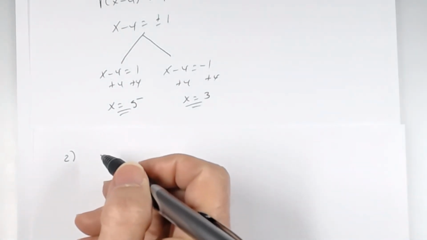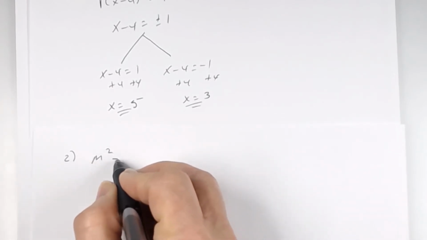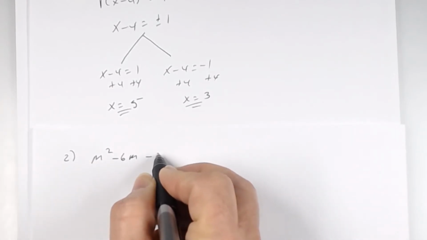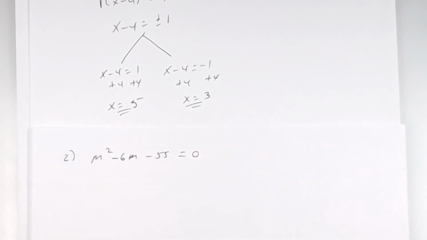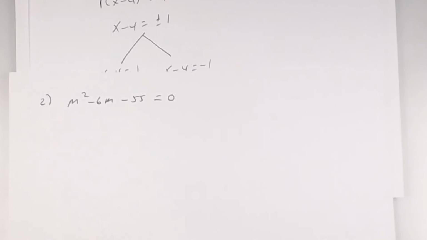All right, number 2, let's suppose we had m squared minus 6m minus 55 equal 0. So m squared minus 6m minus 55 equals 0. And remember, do not use the quadratic formula, because they want you to do this by completing the square. Okay, I know you all can use the quadratic formula. That's not the point. The point is, can you do this by completing the square? Okay, so follow the steps.